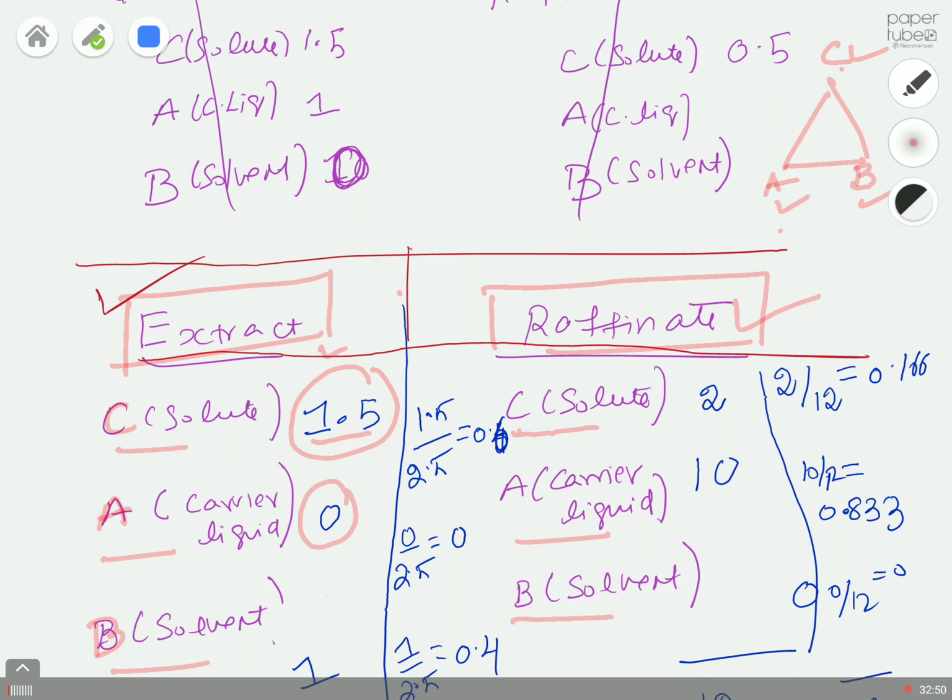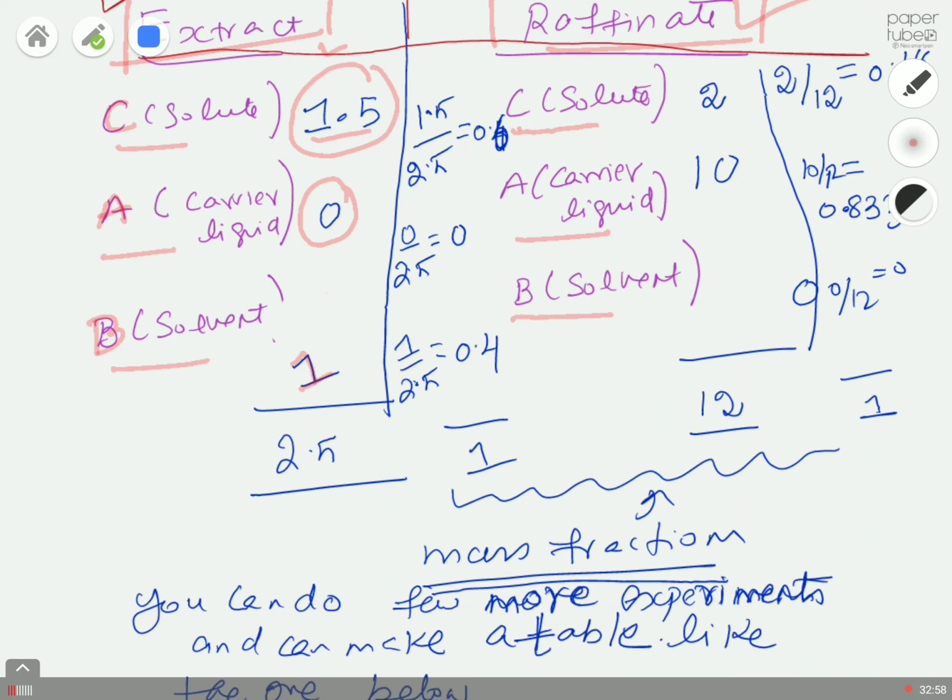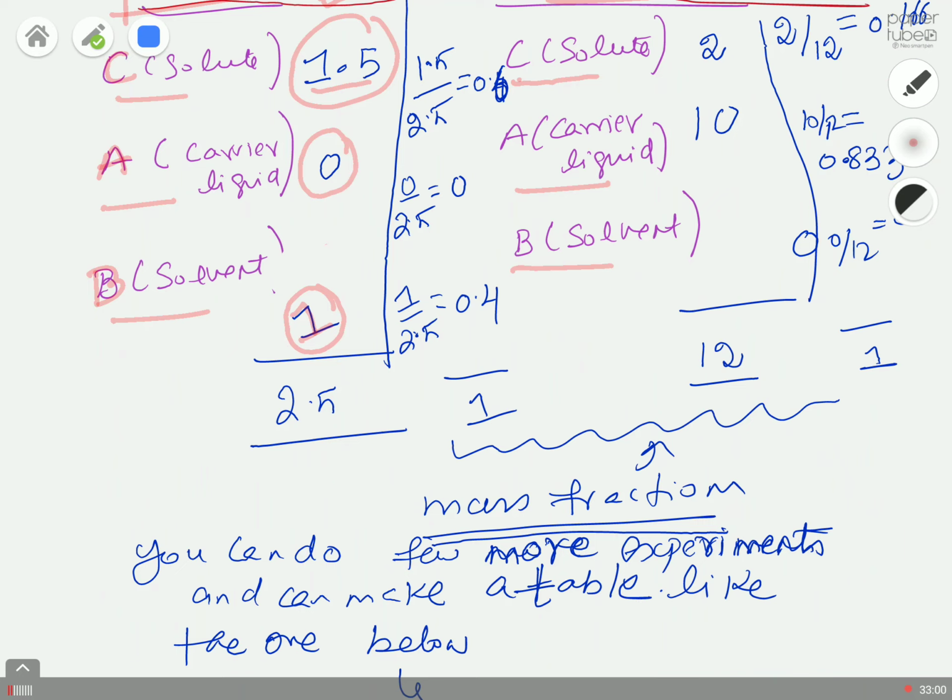Why is that? Because I said to you at the beginning of this experiment, your solvent and your carrier liquid are completely immiscible, and then your solvent is 1 kg. That's how you started. You added 1 kg, and since the solvent is completely immiscible with your carrier liquid, you have achieved a clear phase separation. So this 1 kg is going to be intact. So your extract contains 0 kg of your carrier liquid, 1.5 kg of your solute, and 1 kg of your solvent.